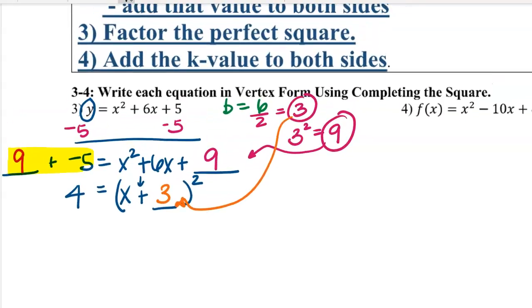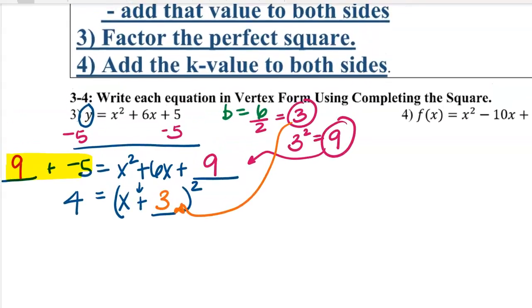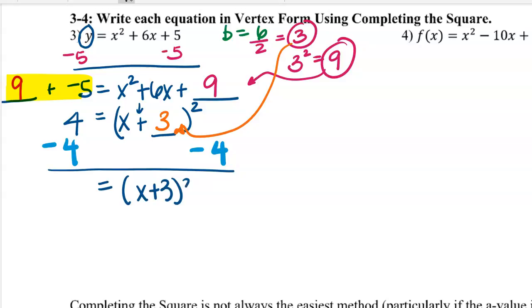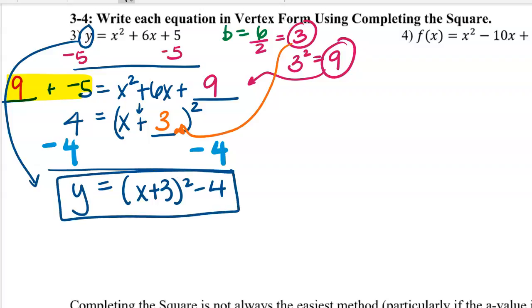And step number 4 says add the k value back to both sides. So here's where we move it back to both sides. So when we move it back, we have equals x plus 3 quantity squared minus 4, and then this y value that we said, okay, let's just save it for now. We are going to check it in right there. And that is the vertex form.